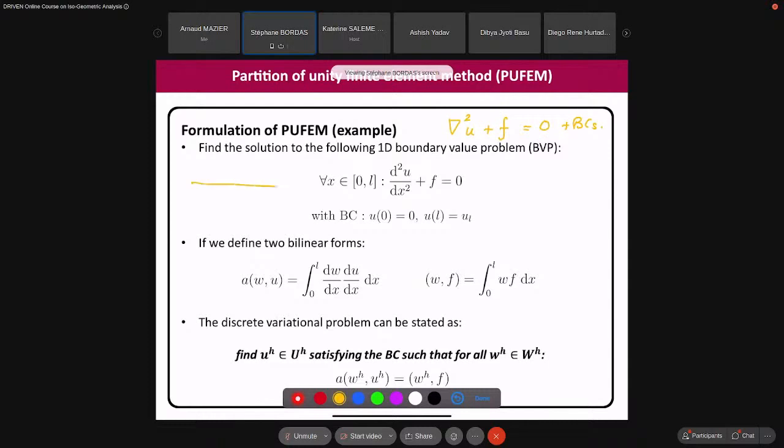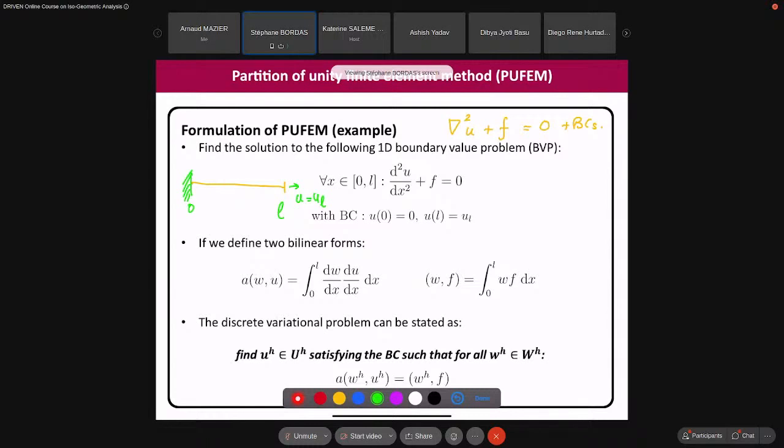And it's defined on a domain which goes from 0 to L. And at 0, we have no displacement. At L, we have u equals u_L, which is imposed. So you imagine that you take a bar and you impose a displacement at the end of the bar.